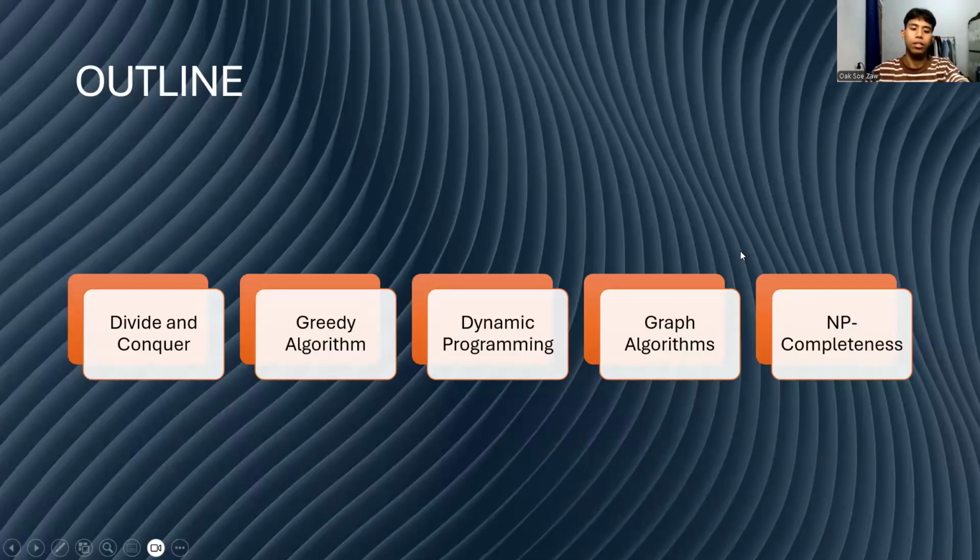So, okay, this is our overview or outline. These five algorithm techniques are used to solve different types of problems. There's no single algorithm that can solve all problems efficiently. So that is why computer scientists study many algorithm strategies. Some problems are very large, so we have to break them into smaller parts, and some require fast decisions, even if the solution is not perfect.